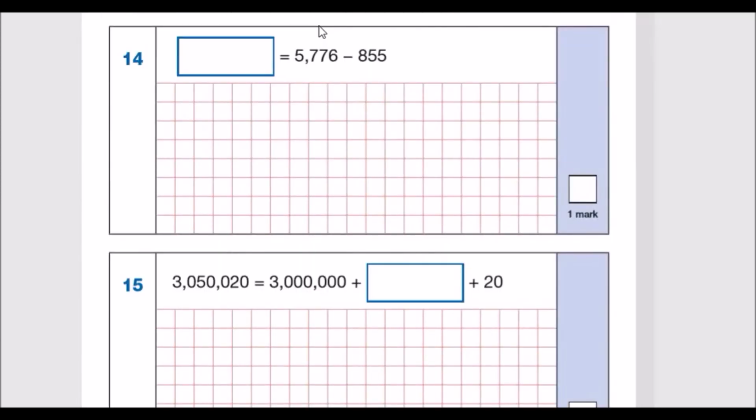So 14. Something equals 5,776 minus 855. It's literally this equals something because they're both together. To solve this, just use your standard method. There is no fancy way to do this. You could try faster methods, but this is the best I would recommend. And it's not too bad.